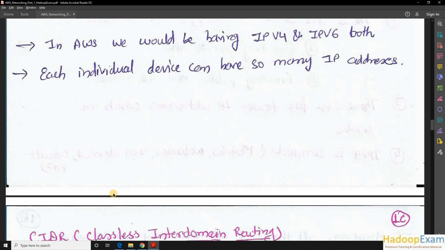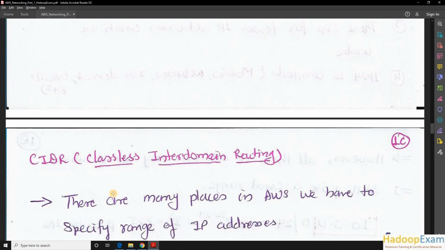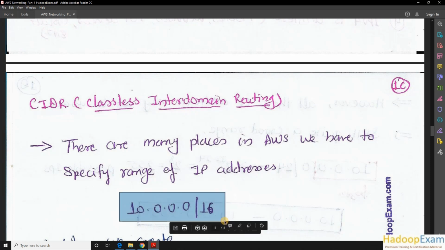Now CIDR notation, classless inter-domain routing. You need to certainly understand this if you are going to work on networking. This is a very important thing you should understand. There are many places in AWS where we have to specify a range of IP addresses. So CIDR notation helps us in defining the IP range. An IP range can have a single IP address, or it could have more than one IP address in the range. This notation is known as CIDR notation.